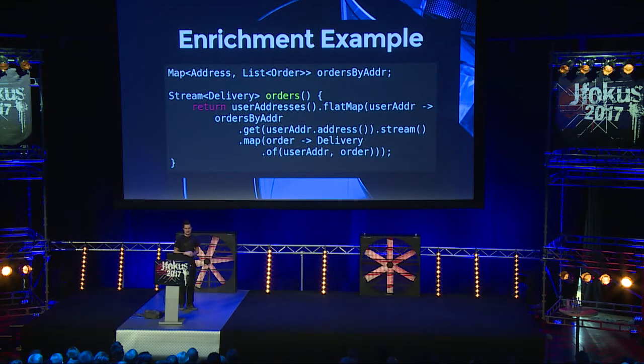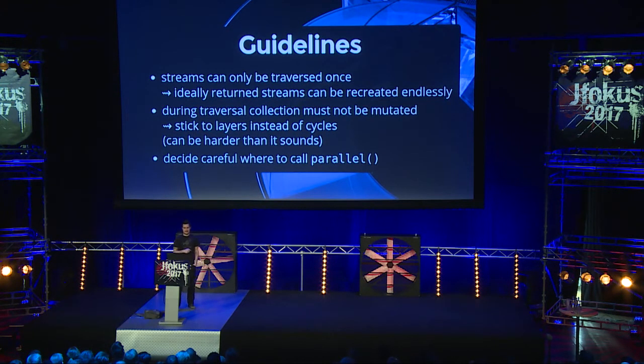You can go further. So let's say now some other class has a map from addresses to lists of orders, and we want to have a stream of deliveries. We can get the addresses, and then access the orders by address, get all the orders for the address, and then map it to the delivery. So again, we can make just a slight improvement, go from users to users with addresses to deliveries without worrying about any meaningful performance impact. So I think this is really a good way to use streams.